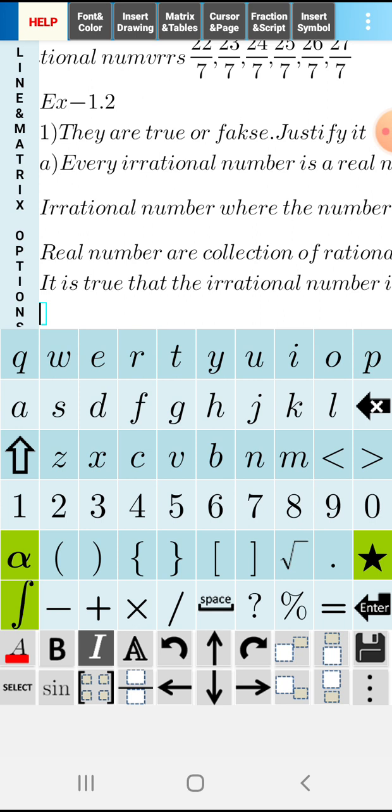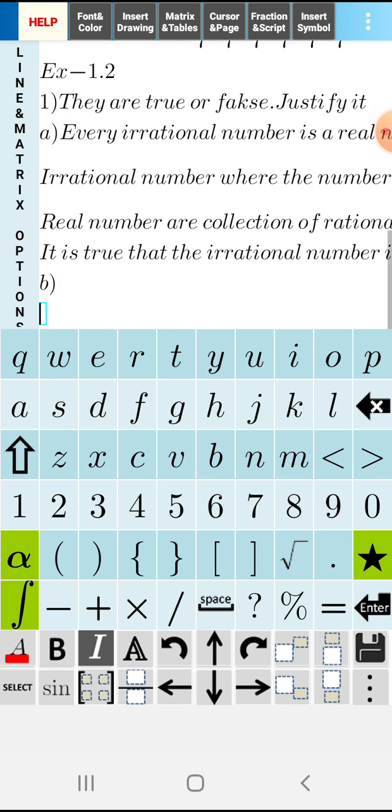So the next question, the B question they asked, is true or false. Consider a number line where we can represent both positive and negative on it. They are asking the question, we can represent both positive and negative on it.